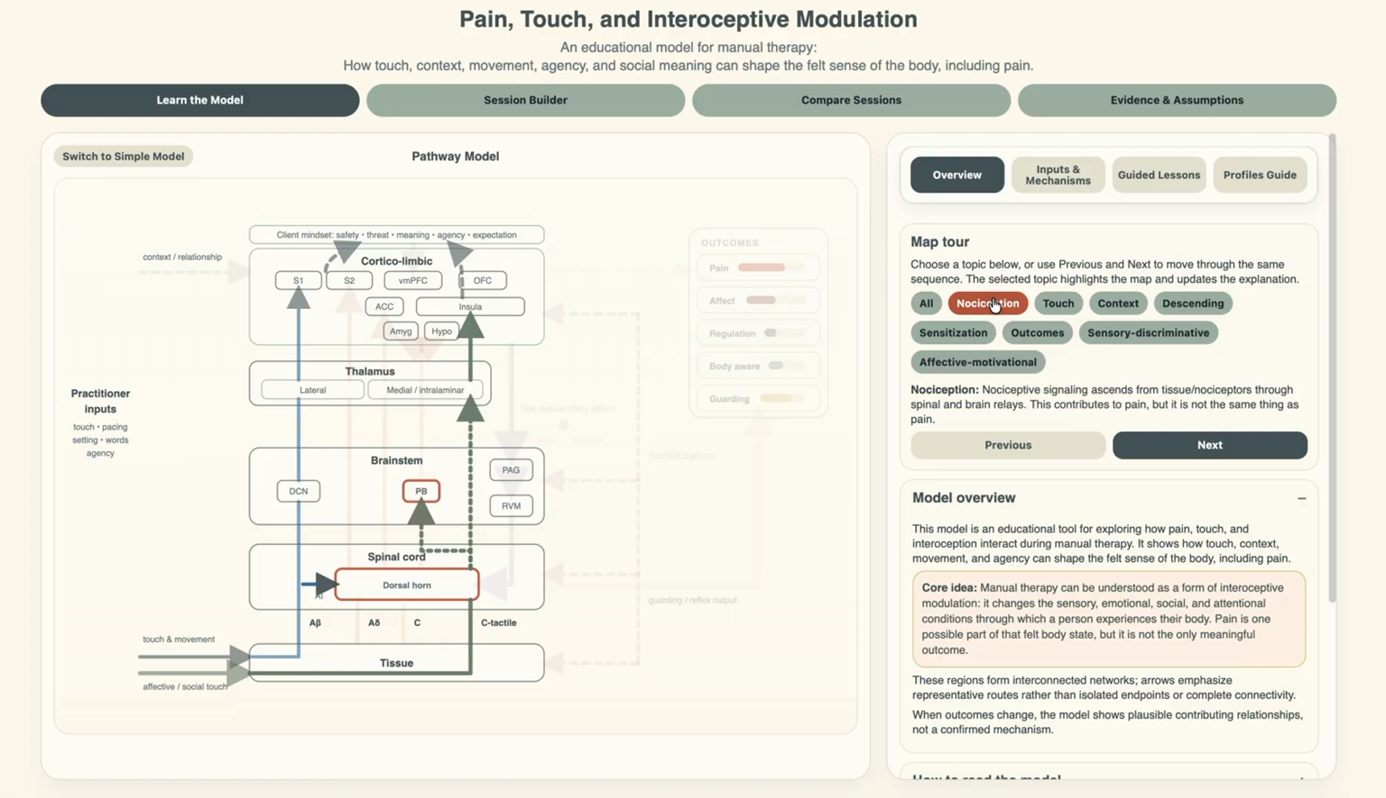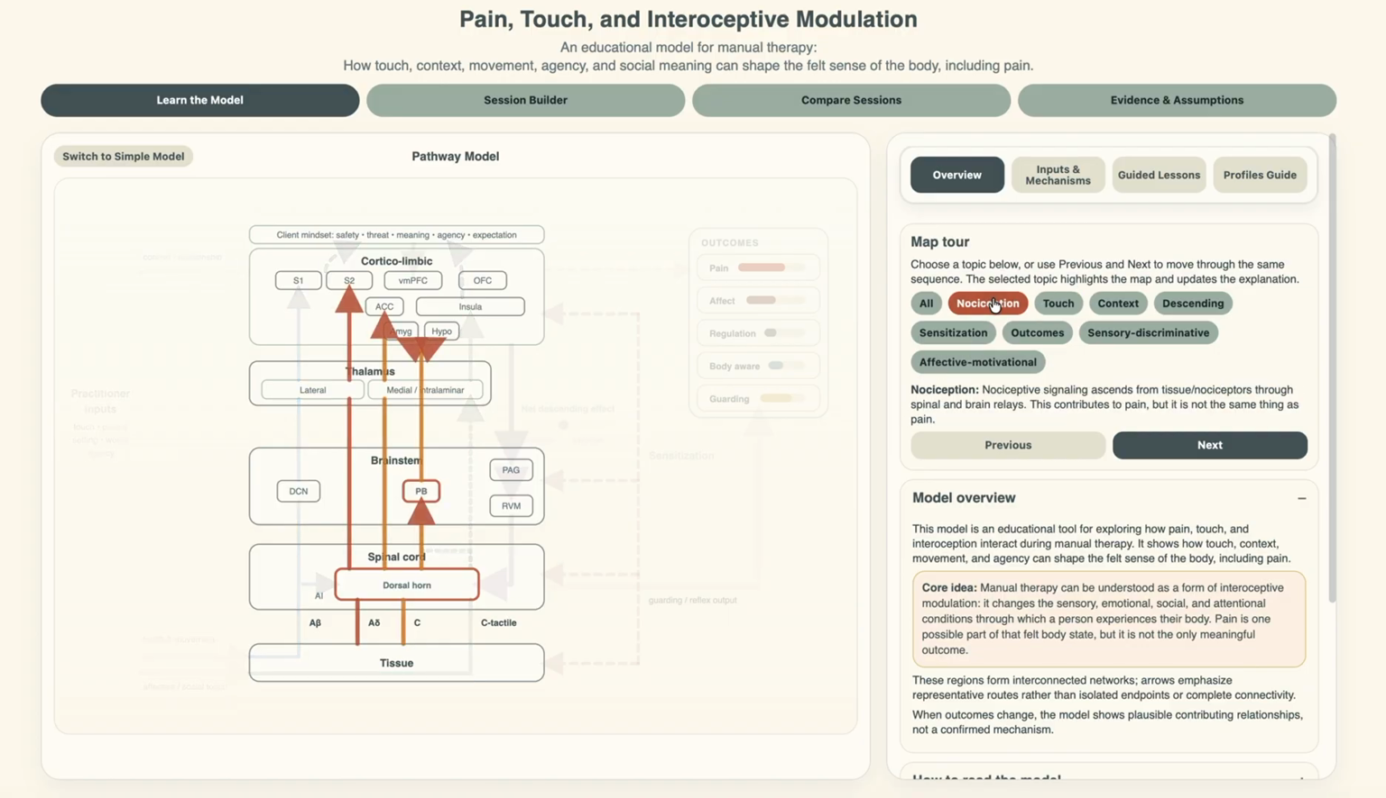So if we look back at nociception again, we can see the A delta and C fiber inputs entering the dorsal horn and contributing to multiple ascending pathways. The sensory discriminative pathway involves the lateral thalamus and somatosensory cortex and contributes to things like the location and characteristics of the stimulus. Other pathways involve structures such as the anterior cingulate cortex, insula, amygdala, and hypothalamus, and contribute to affective, motivational, and autonomic aspects of the experience.